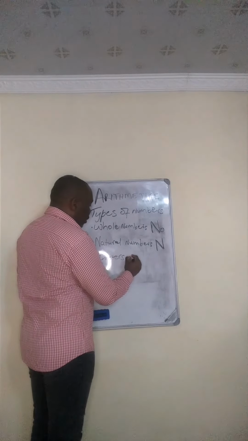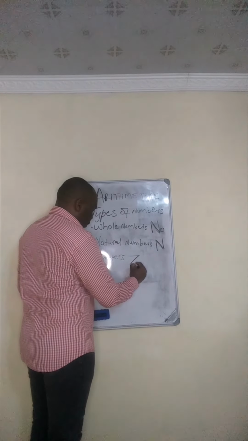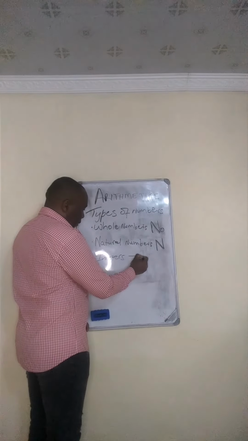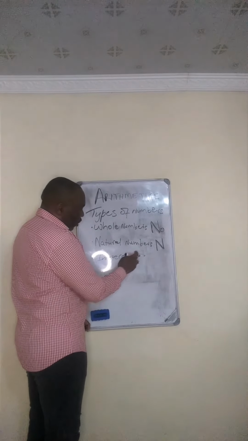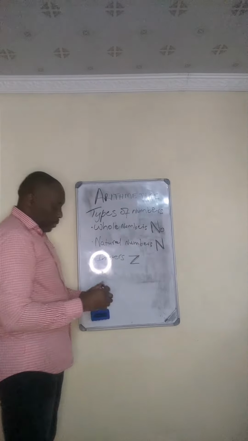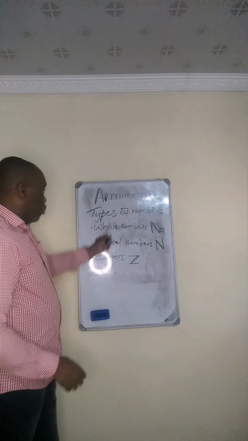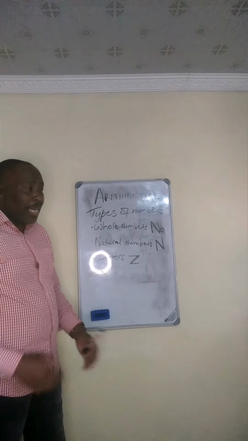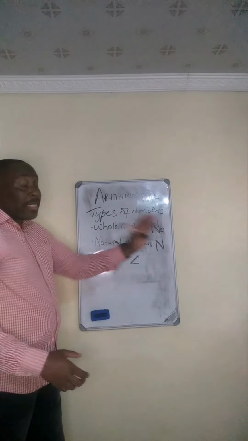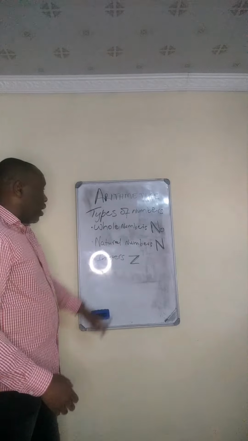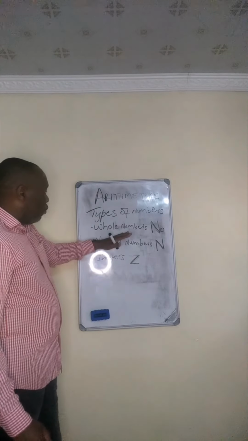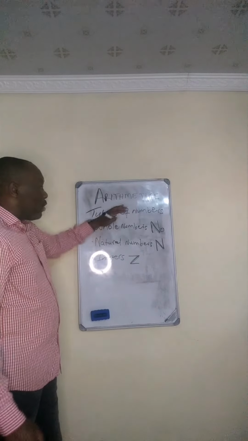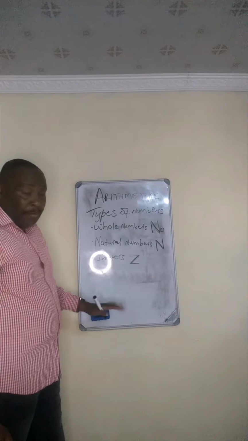For the integers, we use a Z with a small line here and this side. Others use just one line, others use two lines. It makes not much of a difference. So these are the types of numbers. We still have other types of numbers like your prime numbers and many others, but we'll see that later. I just want us to focus on these for now: whole numbers, natural numbers, and integers. Why am I using these? Because these are the numbers we find on a number line.